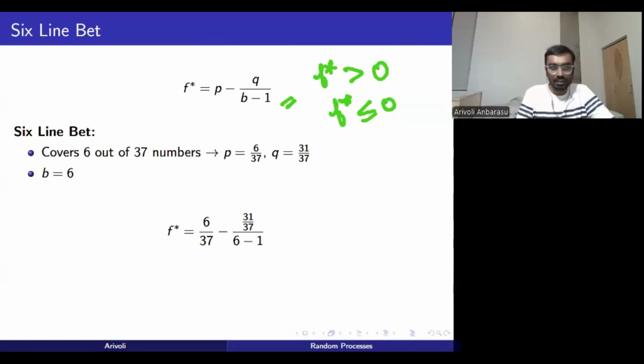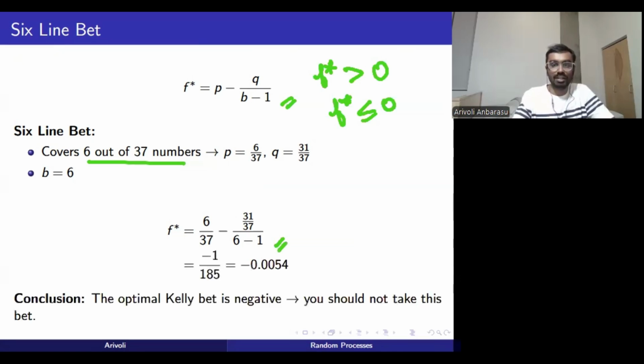So the six-line bet covers 6 numbers out of the 37, and the chance of winning is 6 by 37. So we have a payout of 6 for this bet. The Kelly fraction is shown here. If we simplify it, we get a very small but negative number. So since the Kelly fraction is negative, you should not take this bet for the purpose of long-term capital growth. You can try with other bets. Note that if the payoff is slightly more than 6, then this bet seems favorable even with the 16% chance of winning. And we'll be seeing this in our simulation.